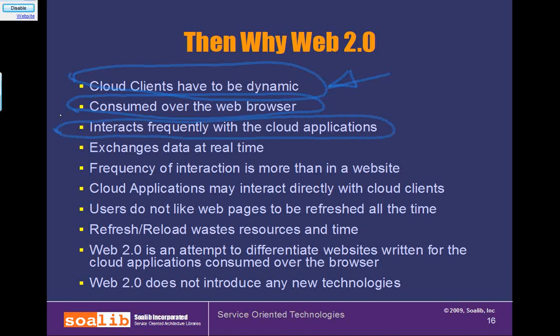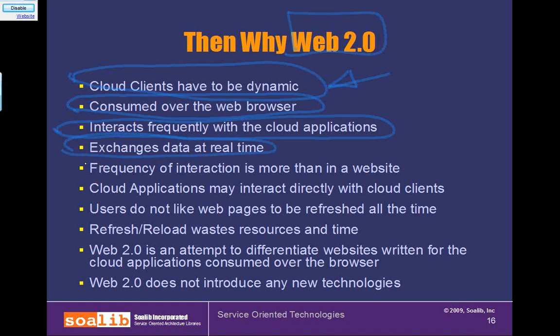On the underneath, in the background of a cloud client, which is usually the web application, it has to communicate with the cloud applications, which is usually the services, interactively. For example, as the user moves the mouse, the cloud application has to communicate with its services as the mouse moves. So it has to be much more dynamic, in real time. So data has to be exchanged in real time. So Web 2.0 applications are dynamic web applications.